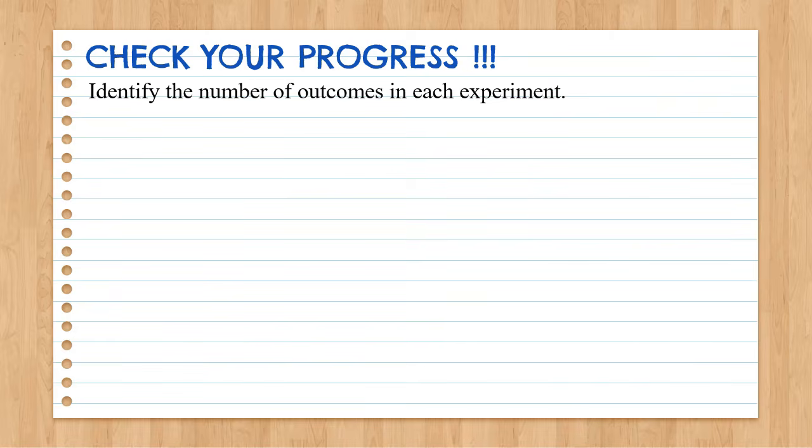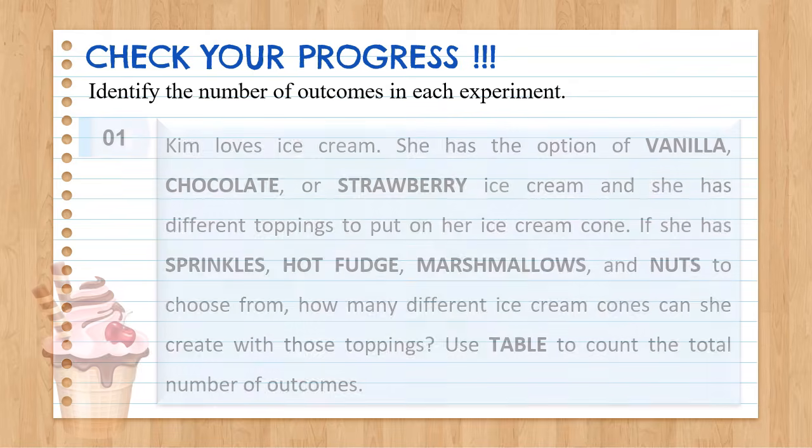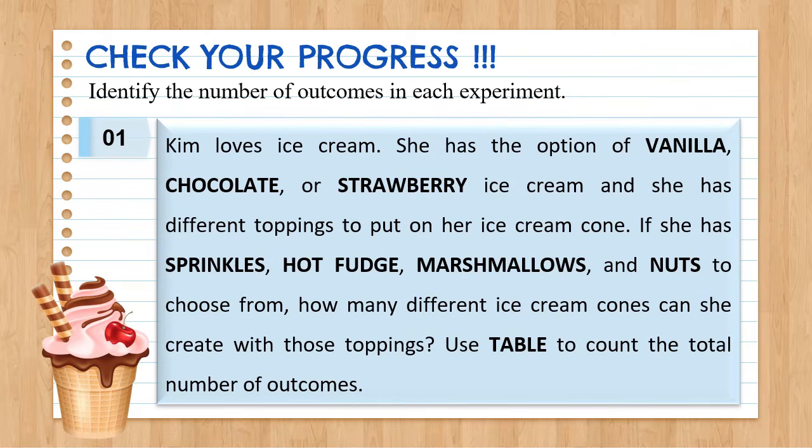Identify the number of outcomes in each experiment. Let's start with number 1. Kim loves ice cream. She has the option of vanilla, chocolate, or strawberry ice cream. And she has different toppings to put on her ice cream cone. If she has sprinkles, hot fudge, marshmallow, and nuts to choose from, how many different ice cream cones can she create with those toppings? Use a table to count the total number of outcomes.